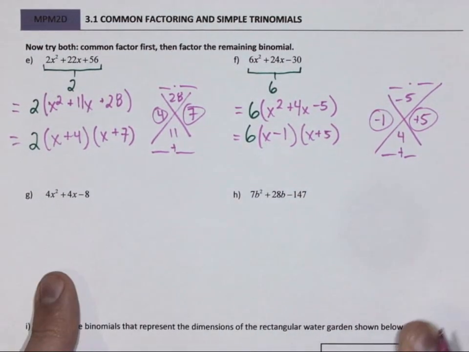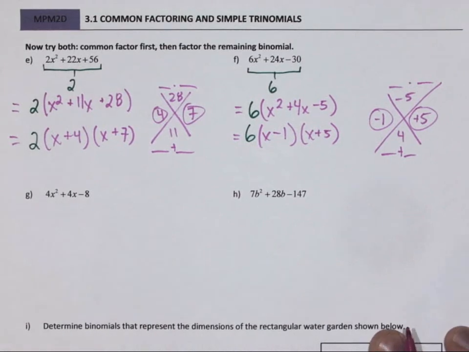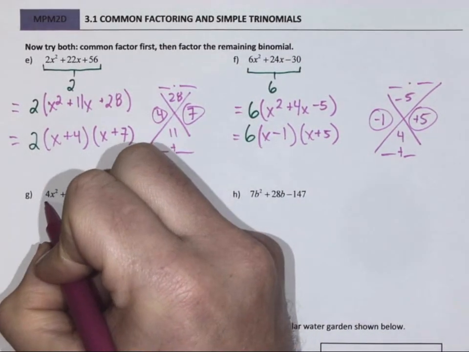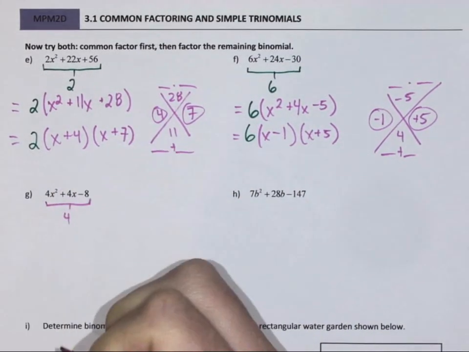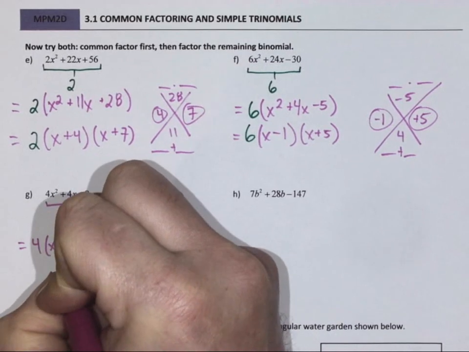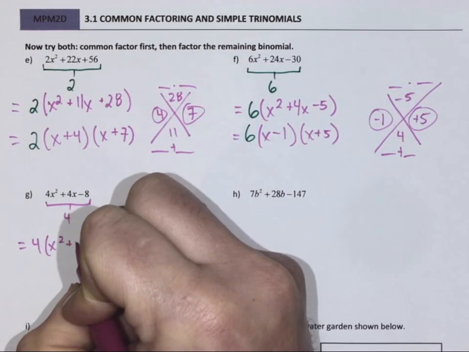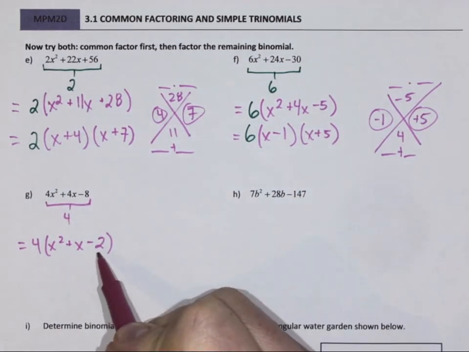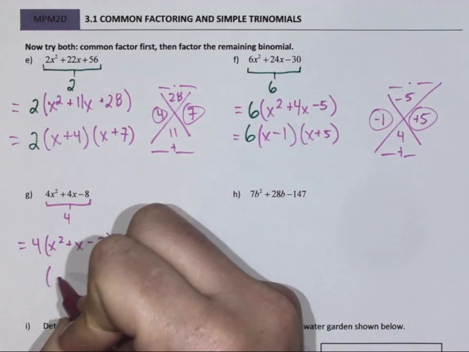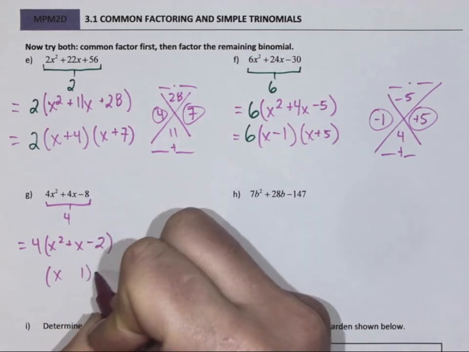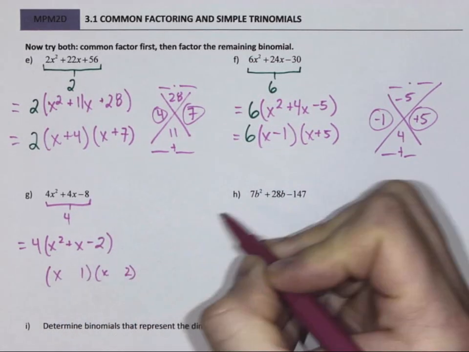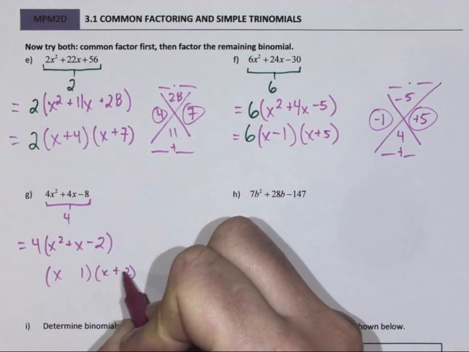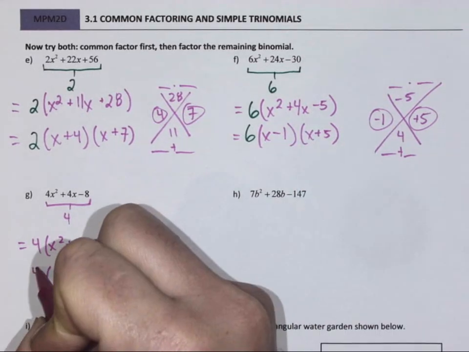Let's try the next one. I look at what I can take out: 4. That leaves me x squared plus x minus 2. Two numbers that multiply to negative 2 and add to 1 are going to be 1 times 2. If I need it to be positive 1, it's going to be positive 2, take away 1.